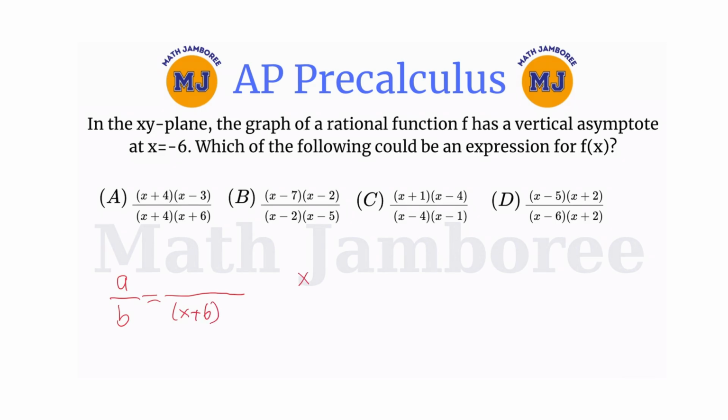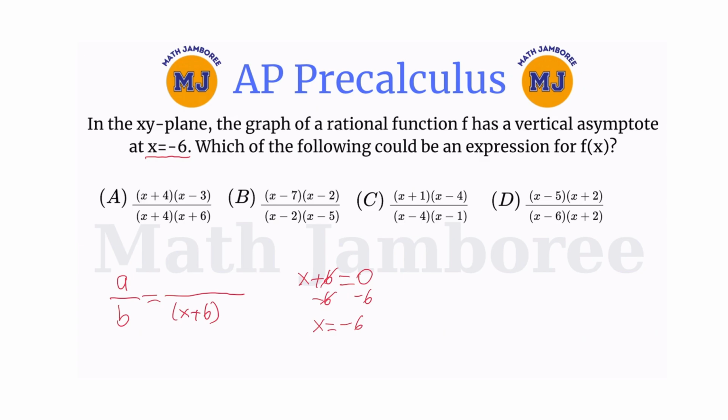So again, x plus 6, when you make it equal to 0 and solve for x, we take away 6 from both sides. 0 minus 6 becomes -6. So as indicated in the given question, the denominator must have x plus 6 in it.